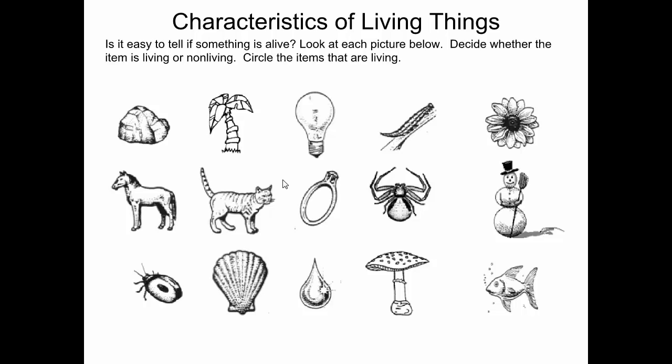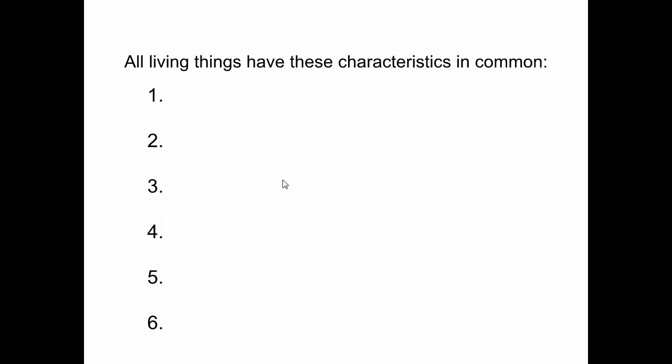Mittens. This is one of Mr. Our Curious Cat's mittens. Alive? Yeah. A ring? Obviously not. Snowman? Only Frosty. So some of these objects are alive, some are not. Some have certain characteristics, some don't, and that's what we're going to be talking about.